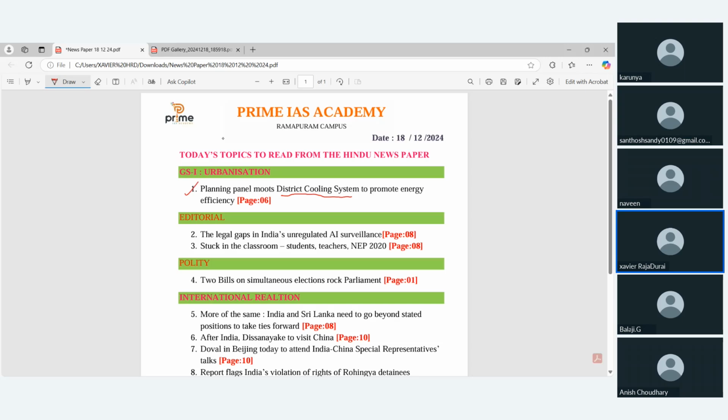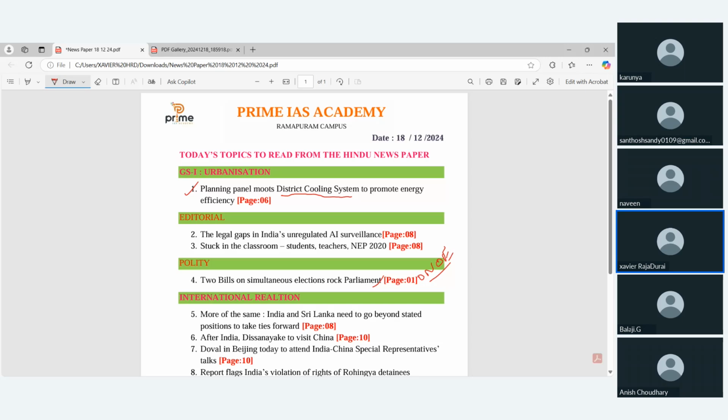Okay, the editorial we will come to later, and now come to the polity. It was the front page news: two bills on simultaneous election rock Parliament. Before entering into the article, let us discuss for a few minutes. This talks about one nation, one election. Okay, one nation, one election.